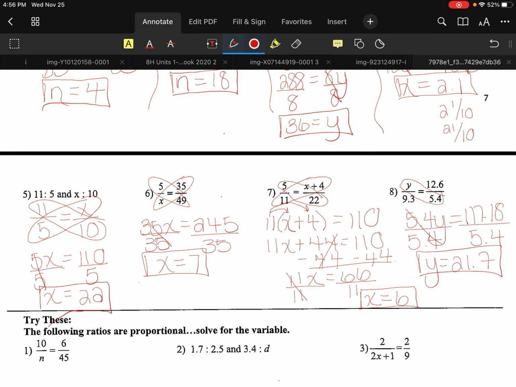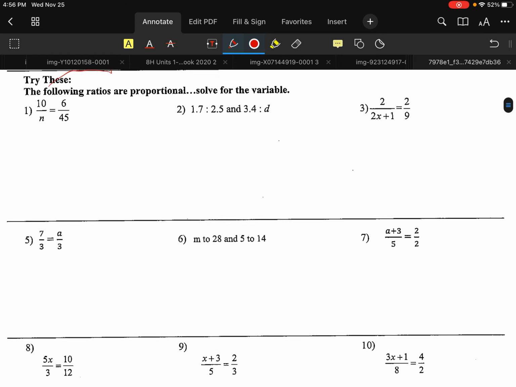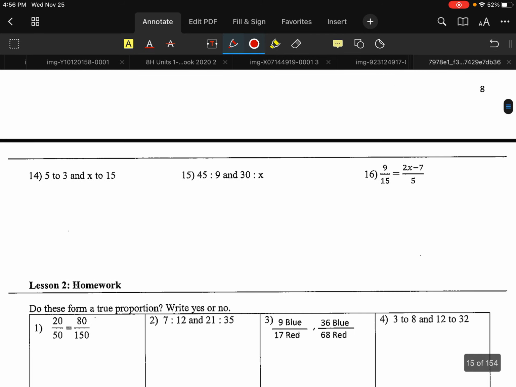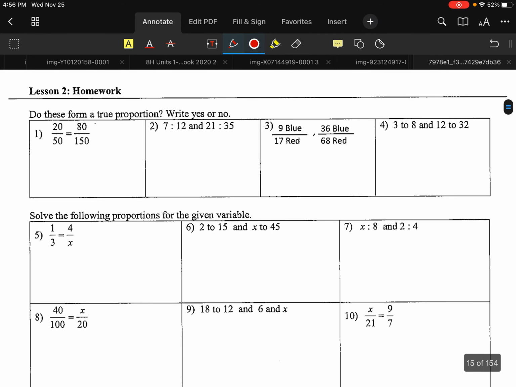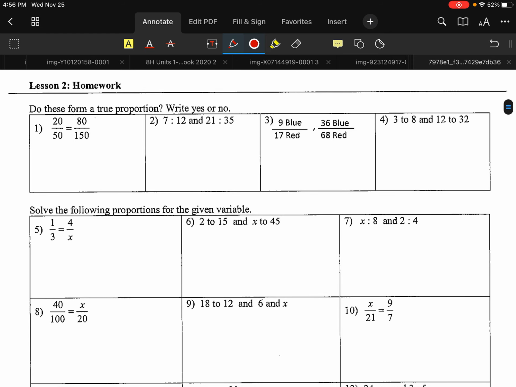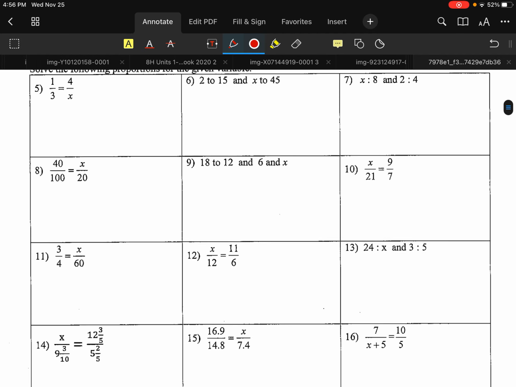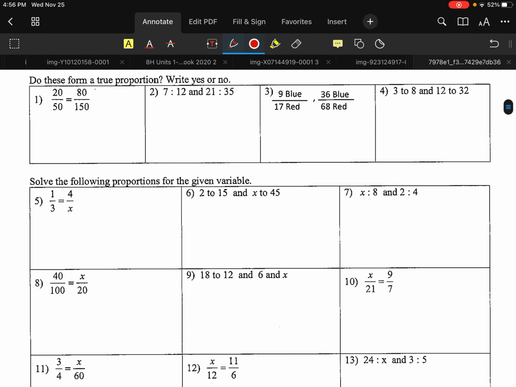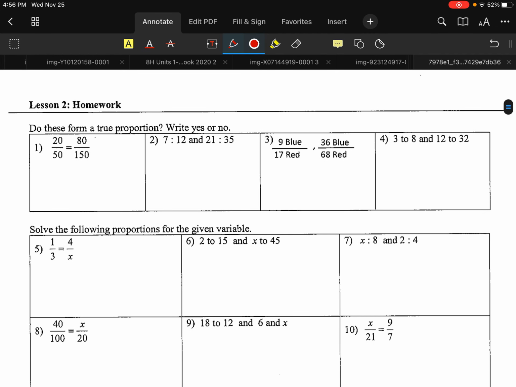So hopefully this all seems familiar to you. We're going to do the try these as always as a class for additional practice. Your Google form starts where it says lesson 2 homework. Again, you only have to do the 5 questions that I put in the Google form. You do not need to do all of these. Good luck. Nothing tricky. Just use your notes to help you get through the problems.